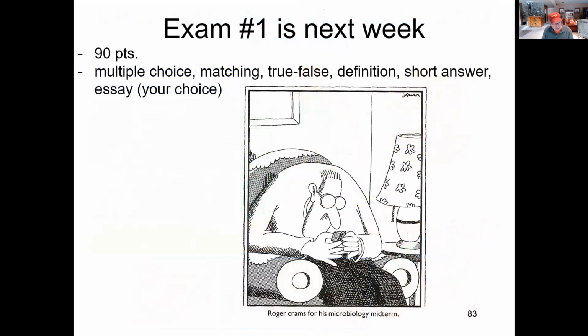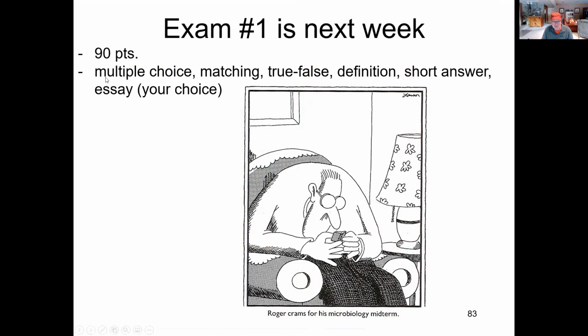Okay, well, that wraps up chapter 5. I wanted to remind you that we have our first exam coming up next week. 90 points. All of the 4 exams in micro are 90 points apiece. And all of the exams will have a very similar format, as I mentioned on here: multiple choice, matching, perhaps some true false, definition, short answer, and typically your choice of 1 or 2 essays. Usually I give you 3 or 4 choices.